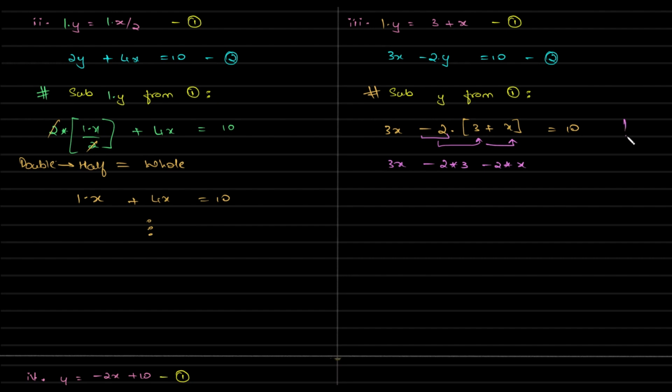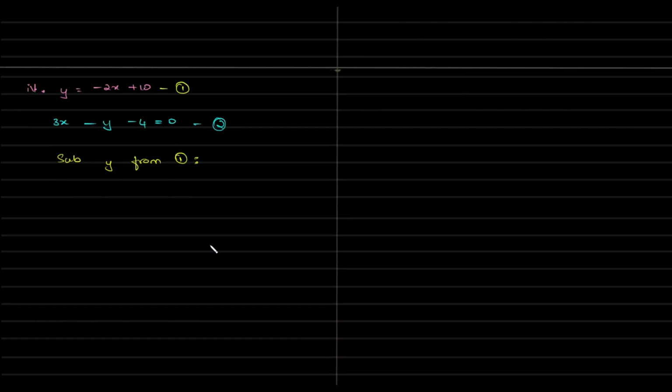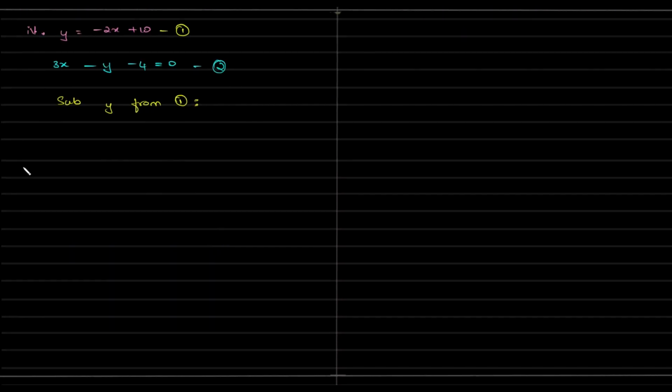This is one of the places where kids go wrong. Minus has to be multiplied with both the terms. The end result can be positive or negative, that's the next step altogether. But multiplying with the negative sign is important. That's why the equation is equal to 10. And now we have 3x minus 6 minus 2x is equal to 10, and so on and so forth. One last question. I would like you guys to pause the video and try it out yourself.